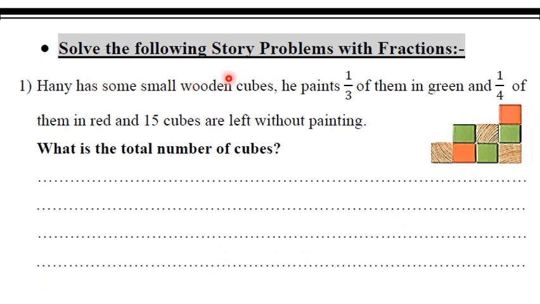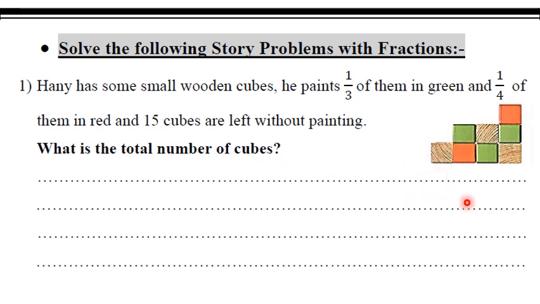Solve the following story problems with fractions. Henny has some small wooden cubes. He paints 1 over 3 of them in green and 1 over 4 of them in red. And 15 cubes are left without painting. What is the total number of cubes?